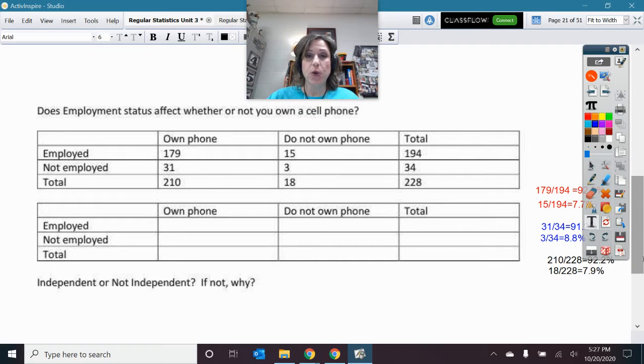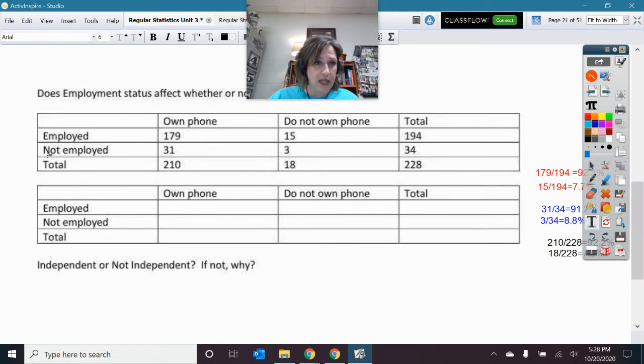So, this question, we wonder if your employment status, so whether you're employed or not, does that affect whether or not you own a cell phone? Okay, well, look at that. That's interesting. They actually asked us straight up which one affects the other, or if employment affects whether or not you own a cell phone. Okay, so let's see. What does that mean then?